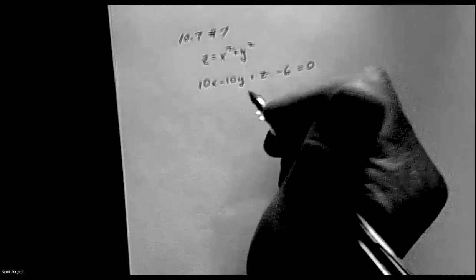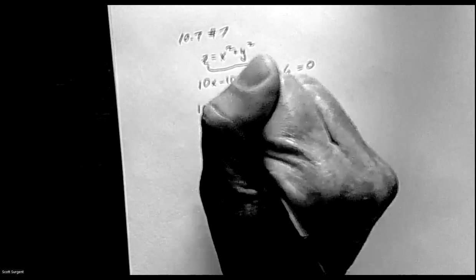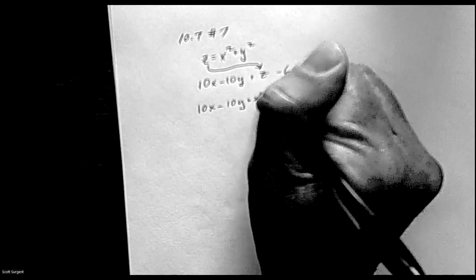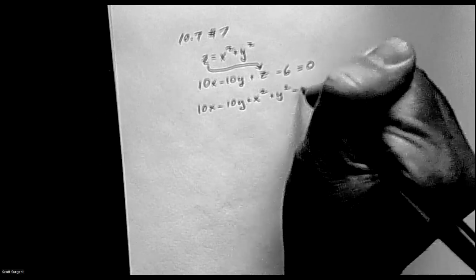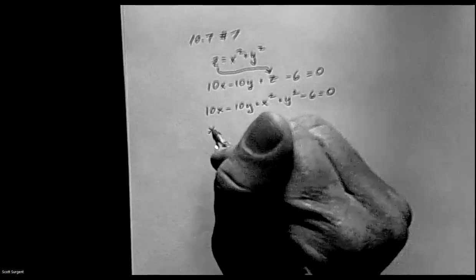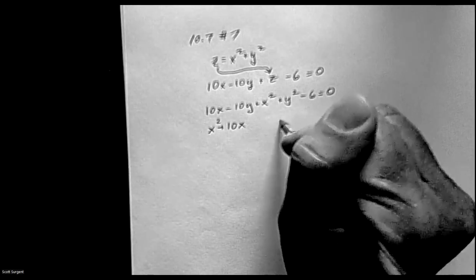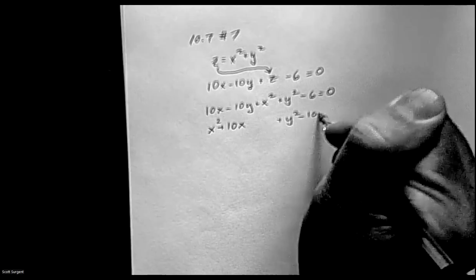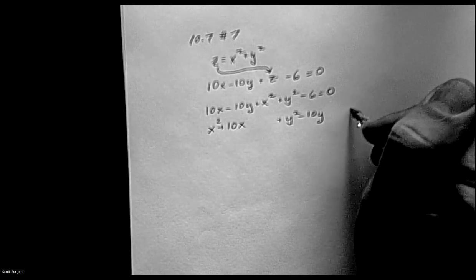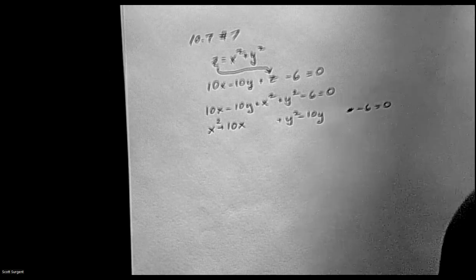So you're going to have 10x take away 10y plus x squared plus y squared take away 6 equals 0. Let's just collect our terms here. We have x squared plus 10x, leave a little space, plus y squared take away 10y, leave a little space. And then minus 6 equals 0. In fact, I'll just leave it there.